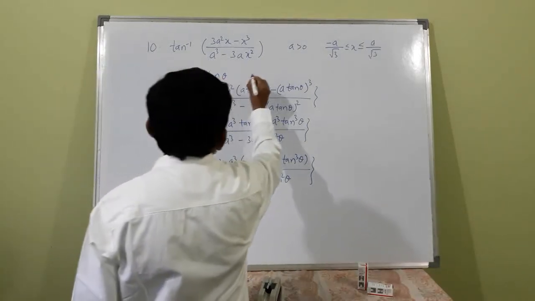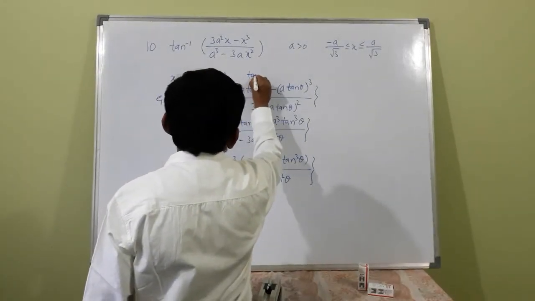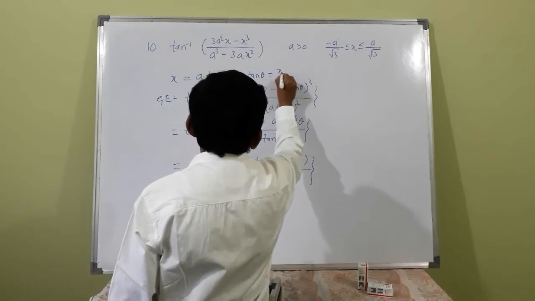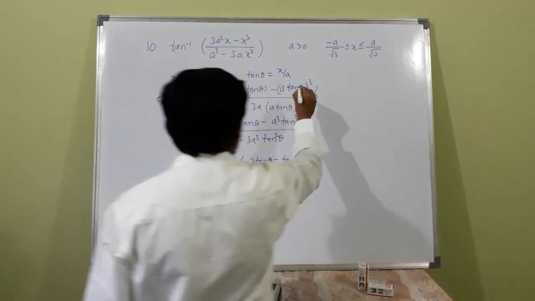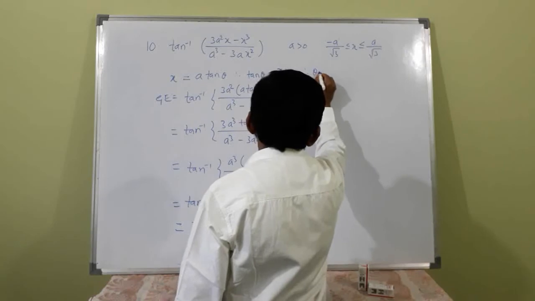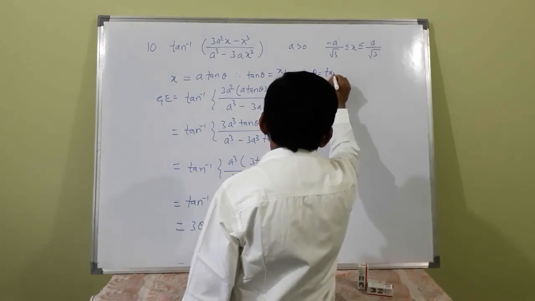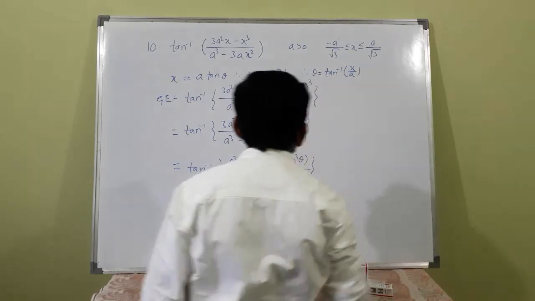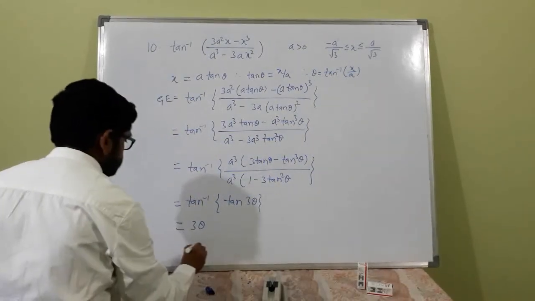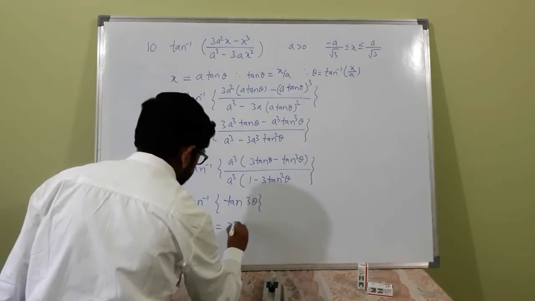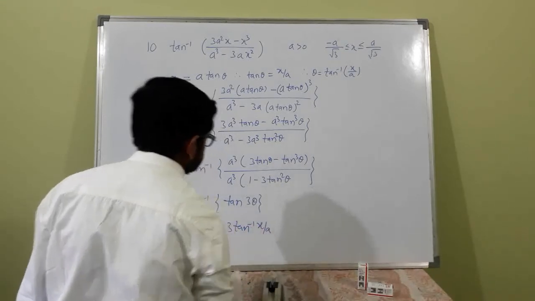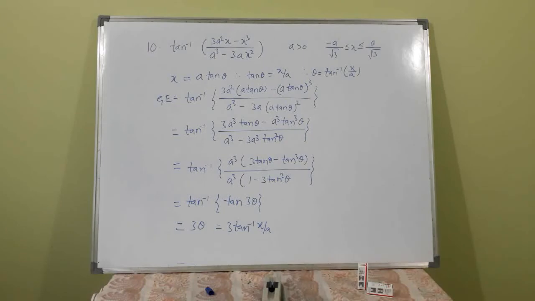Okay, what happens to this? Tan theta is equal to x by a. Therefore, theta is equal to tan inverse x by a. Okay, so 3 times tan inverse x by a is the required answer.